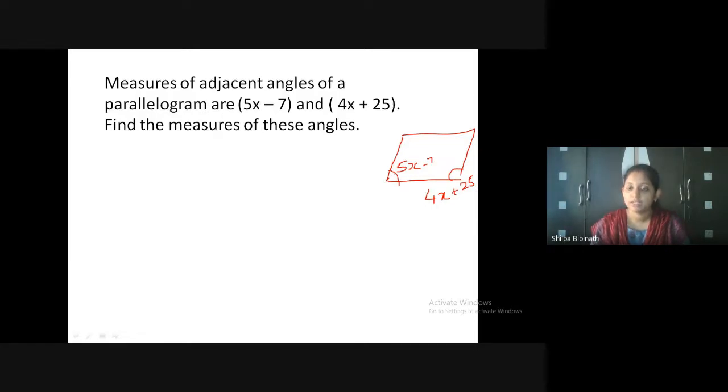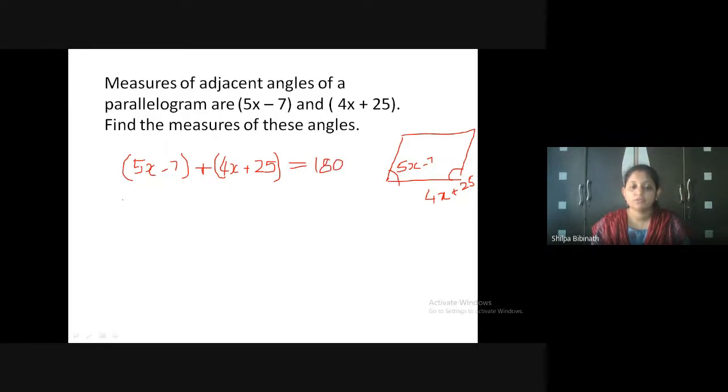Don't you think we can use the interior angle property? Interior angles of two parallel lines and a transversal here. And what you can say, interior angles are supplementary. That means when we add these two angles, we should get 180 degrees. So how are you going to solve this? 5x minus 7 plus 4x plus 25 is equal to, when we add we should get 180 degrees.